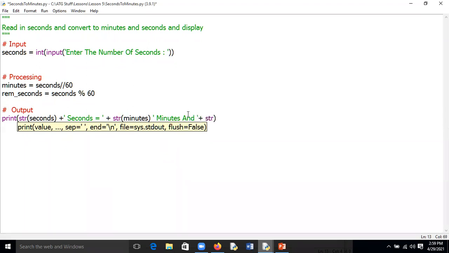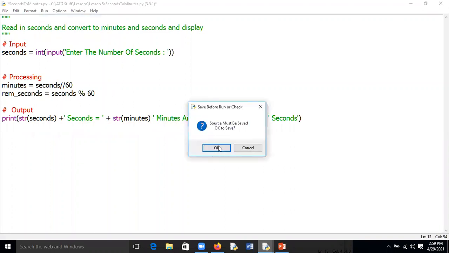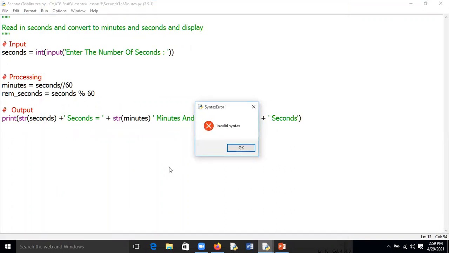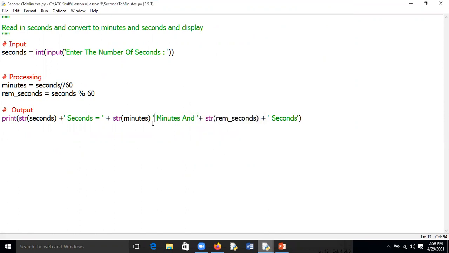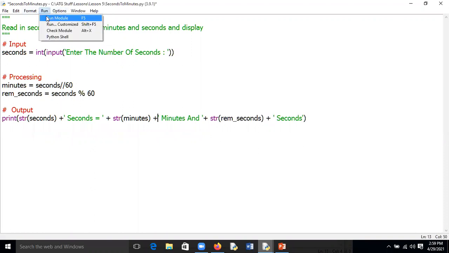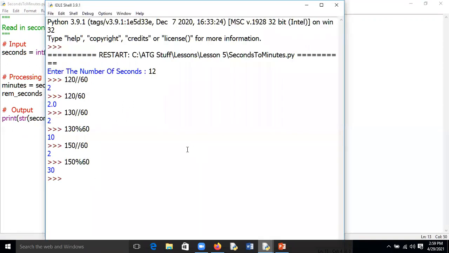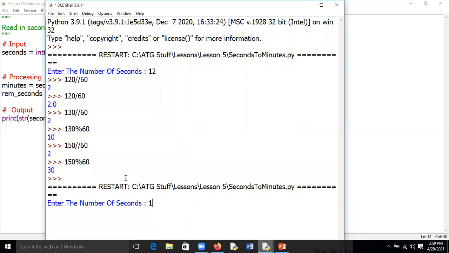So that's going to be str again, rem seconds plus seconds. And you'll see how this actually works. All right. Oh, I forgot the plus here, guys. Can you see that? All right. So here we go. I'm going to go and enter 150. Check it out. 150 seconds equals 2 minutes and 30 seconds.